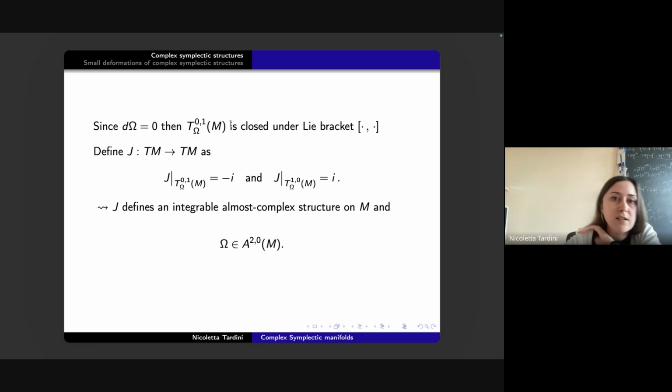The fact that T01 is closed under Lie bracket is an equivalent condition to integrability. So this is defining an almost complex structure, and by definition of T01, which was the kernel of omega, it turns out that the form omega is of bidegree (2,0) with respect to this complex structure. So essentially, we have constructed a complex symplectic structure. J is uniquely determined by omega in this sense.